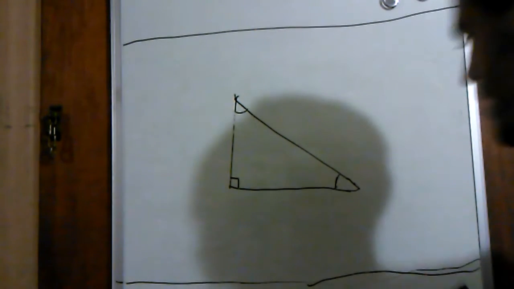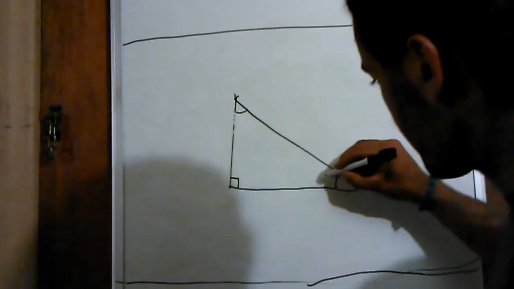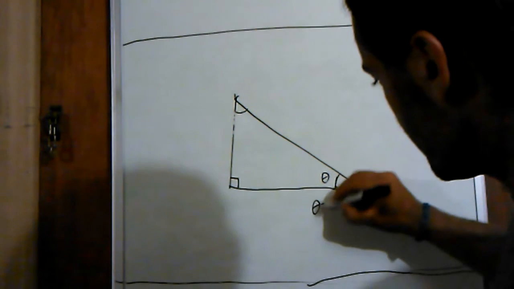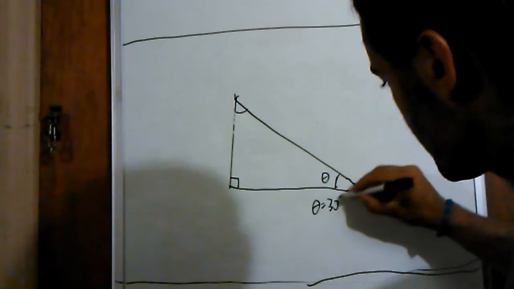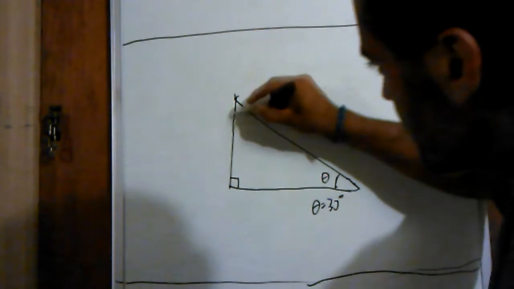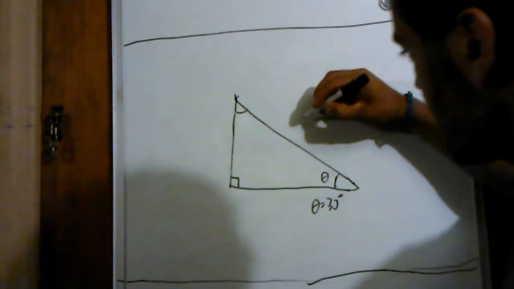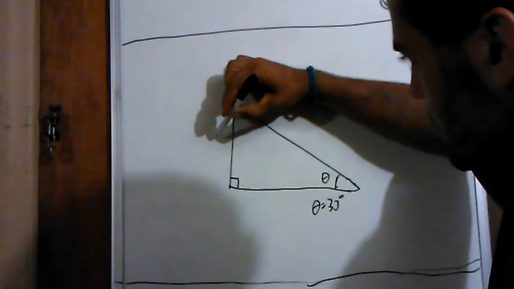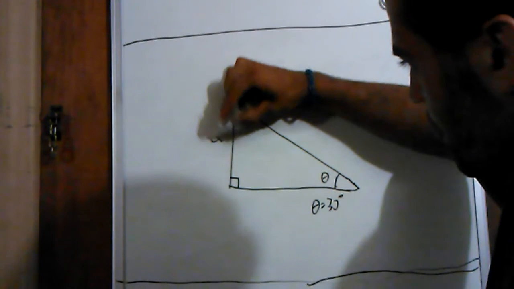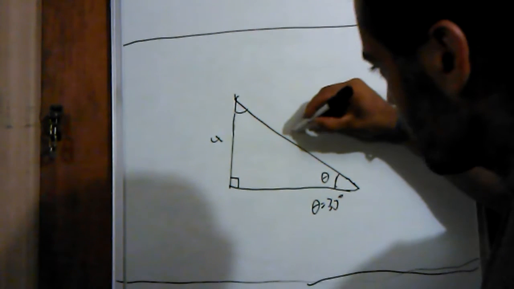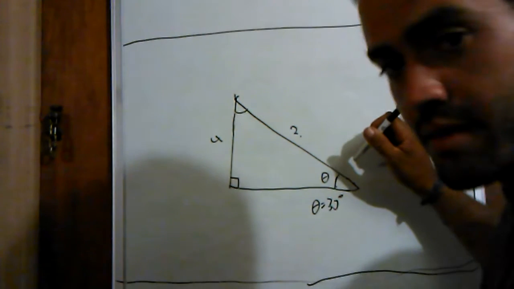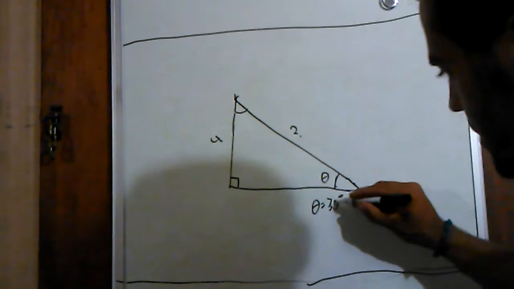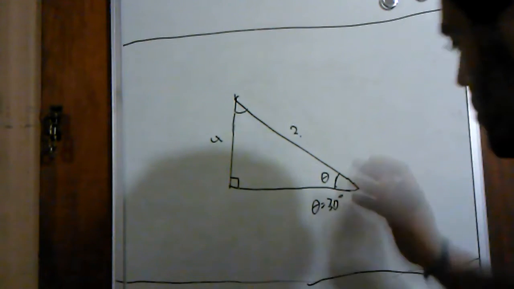Okay, so let's just work an example. Let's say they gave you this angle theta here, and they said theta equals 30 degrees. And then they said, I don't know, this side over here equals 4. Then they ask you, what is this side length? Well, you would use SohCahToa to do that.